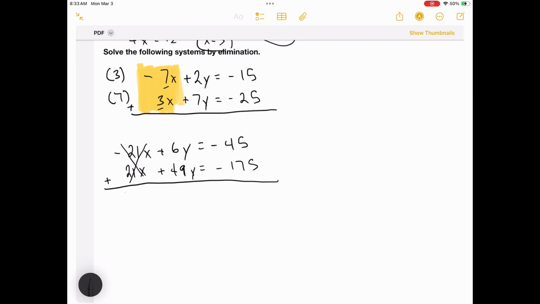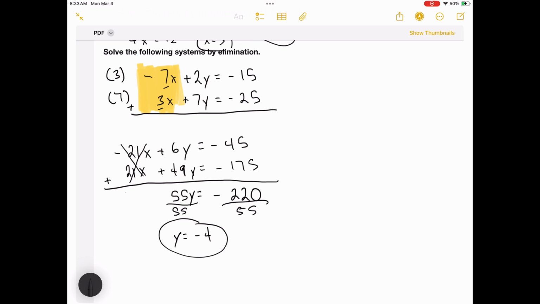And here I'm going to get 55y equals, and then we're going to do 45 and 175. They're both negative, which is negative 220 here. Divide by 55. Divide by 55. You're going to get y equals negative 4.